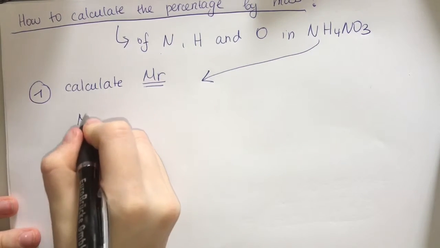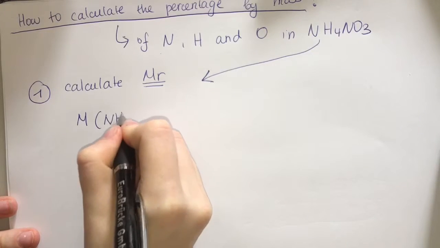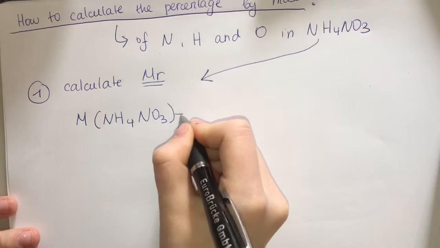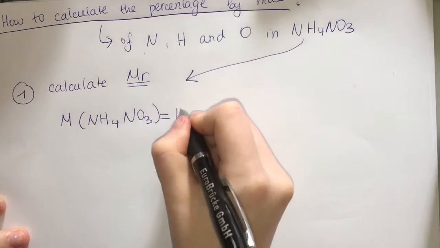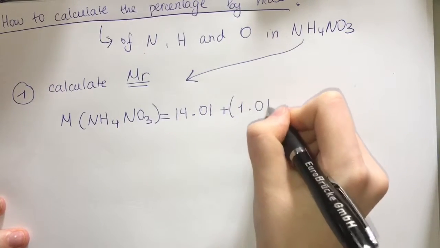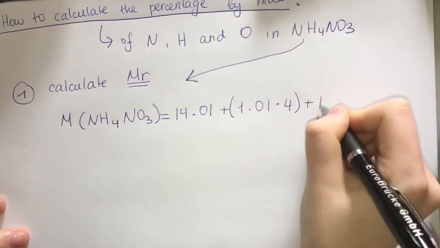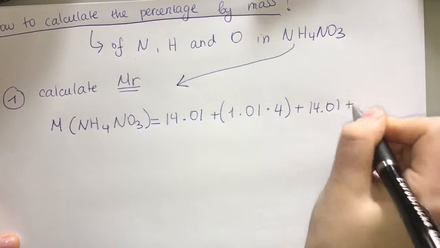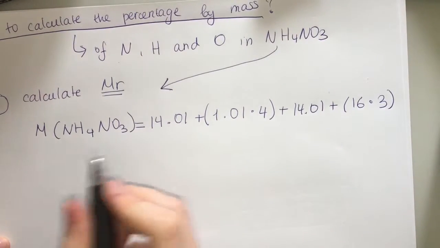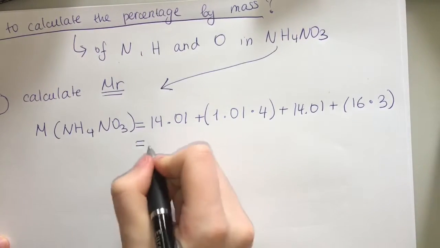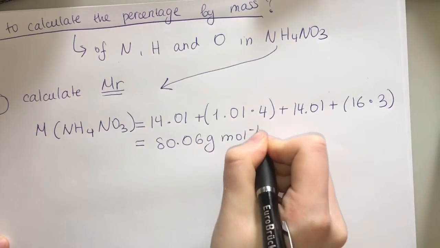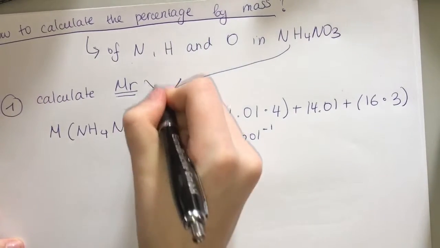So, what you do, really easy, you look at your periodic table and you simply just add all the values. So, you first take 14.01 plus 1.01 times 4 plus 14.01 times 1 plus 16 times 3. So this would be the full molar mass, and what you would get then would be 80.06 grams per mole. Okay, so the first step is done, check.